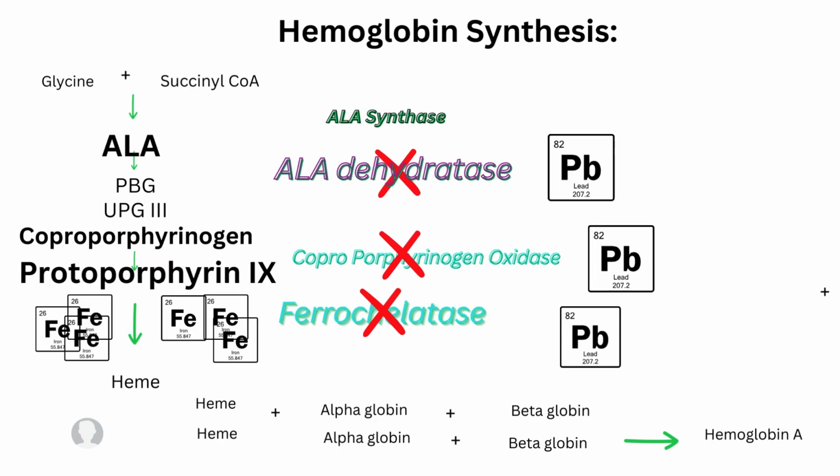When lead, a blood poison, inhibits these three hemoglobin synthesis enzymes, there is a backup of substrates, an accumulation of aminolevulinic acid, protoporphyrins, and iron granules around the mitochondria of the erythroblasts, which we see as ringed sideroblasts in the bone marrow Prussian blue stain.